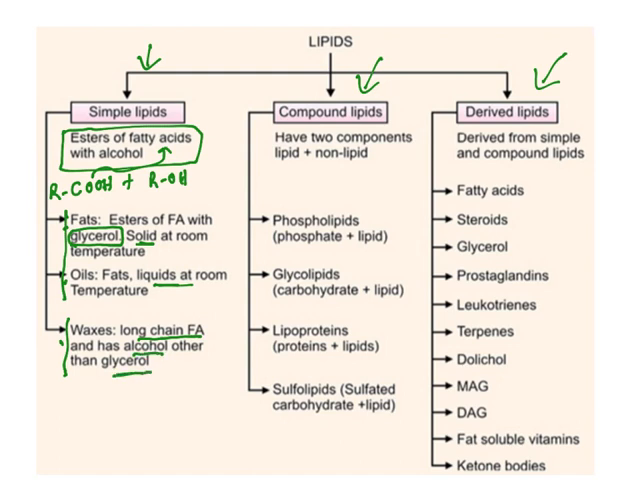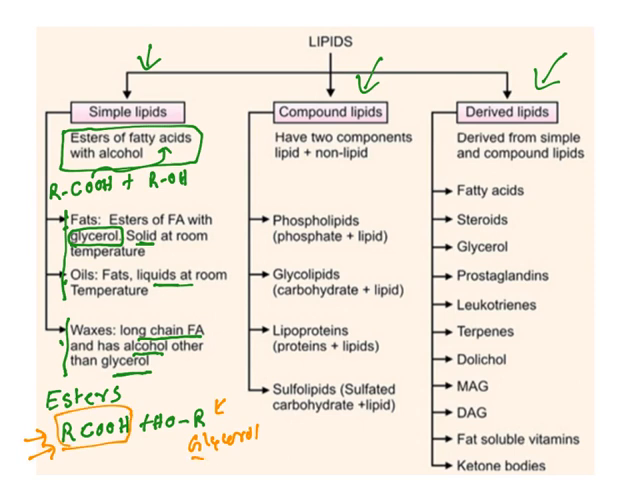So all the simple lipids are basically esters. Esters are formed with the combination of acid and alcohol, right? Now in the case of fats and oils, this alcohol is glycerol and these are known as fatty acids. Whereas in the case of waxes, an alcohol other than glycerol will be there. So these are simple lipids.